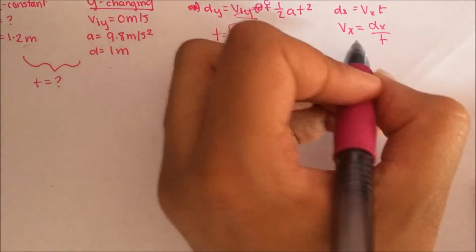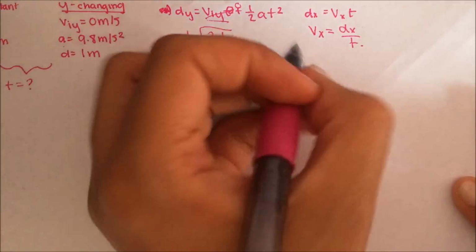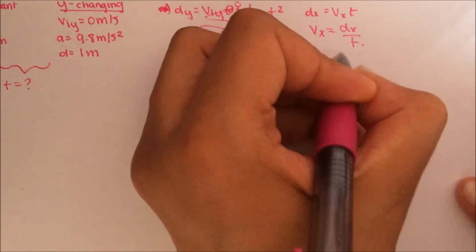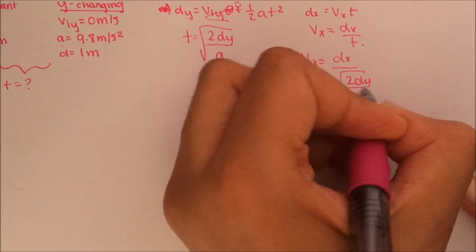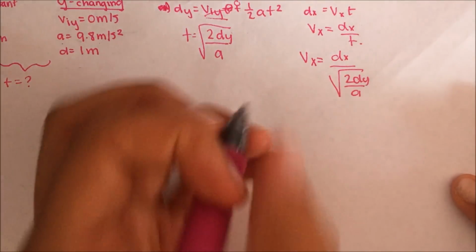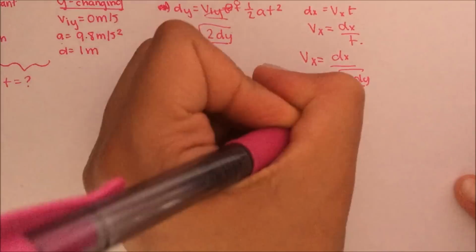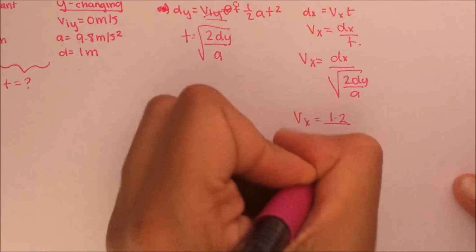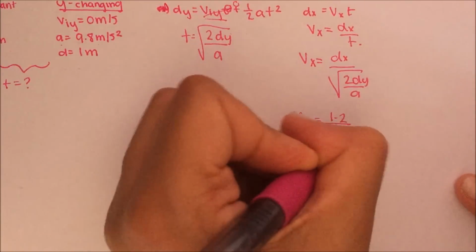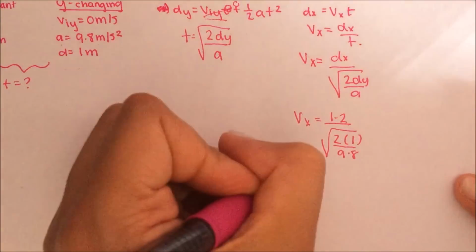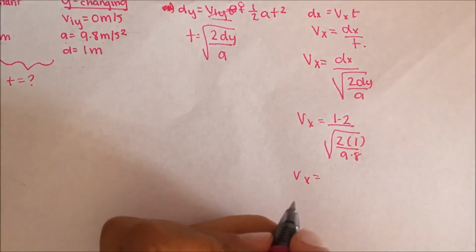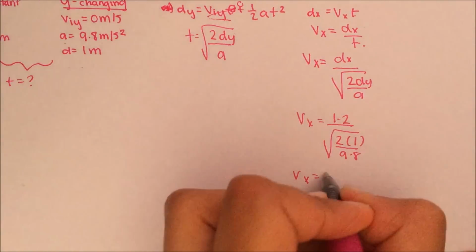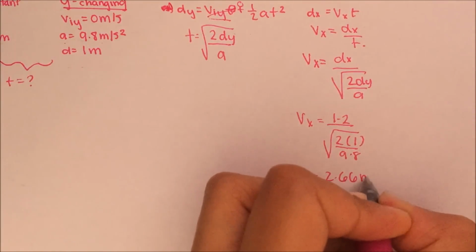So this time then we can plug in for time here. The velocity in the x is going to be the distance in the x divided by the value we got for time. Now we're going to plug in our values: 1.2 divided by the square root of 2 times 1 over 9.8, so that's going to give us a velocity of 2.66 meters per second.